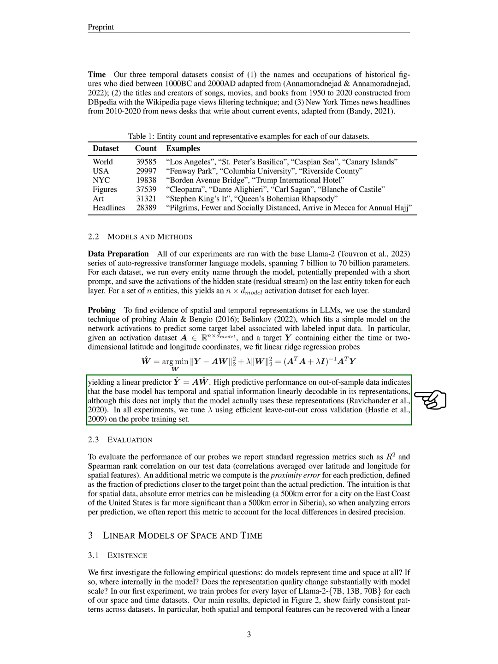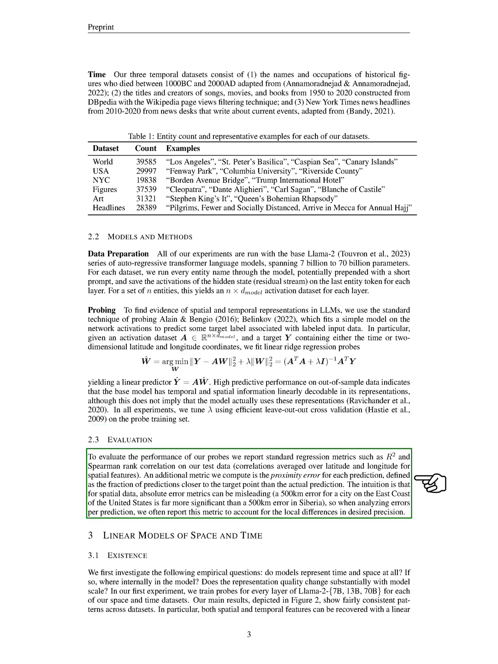linearly in its representations. However, this doesn't necessarily mean that the model uses these representations. We fine-tuned this process using efficient cross-validation on the probe training set. To assess our probe's performance, we used standard regression metrics such as R-squared and Spearman-Rank correlation on our test data. We also calculated the proximity error for each prediction, which is the fraction of predictions closer to the target point than the actual prediction. This metric is particularly useful for spatial data, where absolute error metrics can be misleading due to local differences in desired precision.